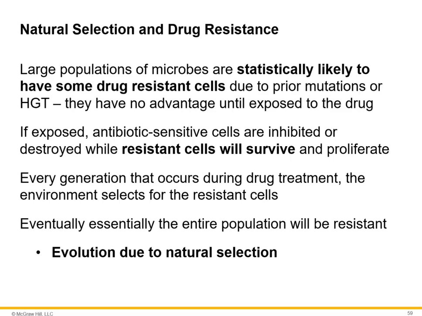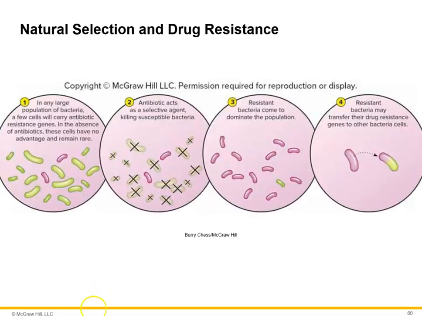They're going to proliferate. And every generation that occurs during drug treatment, as long as the drug is around, the environment is going to be selecting for those drug resistant cells. Eventually, you're going to kill off all of the sensitive cells, and all that's going to be left are the resistant guys. And that's going to be essentially the entire population. This is just one of many examples of evolution due to natural selection. Okay, and this just illustrates that natural selection process.